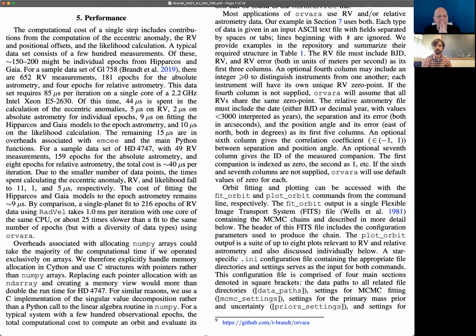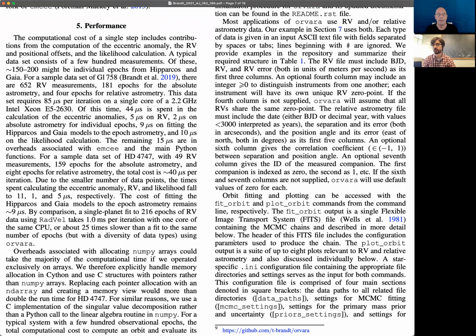In order to fit data, the code is going to take a configuration file. We supply some examples, but that lets you specify things like what the Hipparcos identification of the star is in order to look up the absolute astrometry. It lets you specify the files where you have radial velocities, if you have any, or the files where you have the astrometry measurements, again, if you have any. If some data types are missing, that's fine too, and it will fit whatever it has.